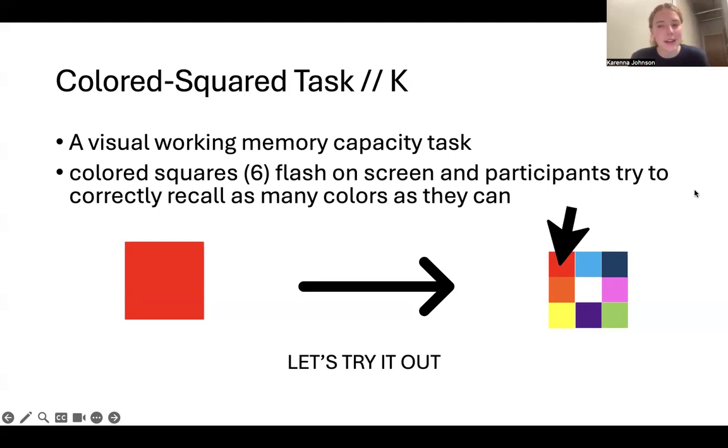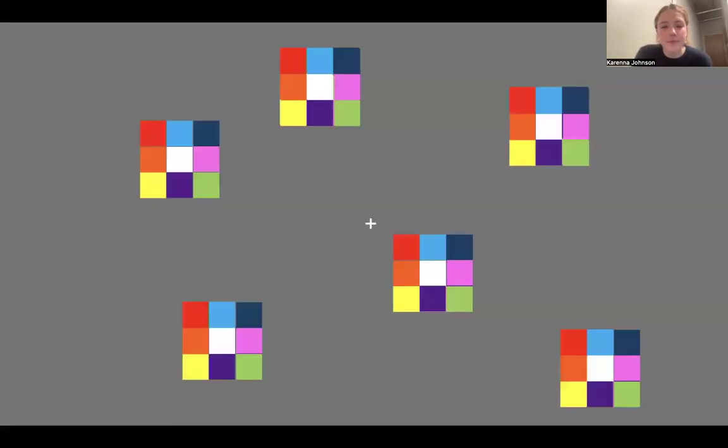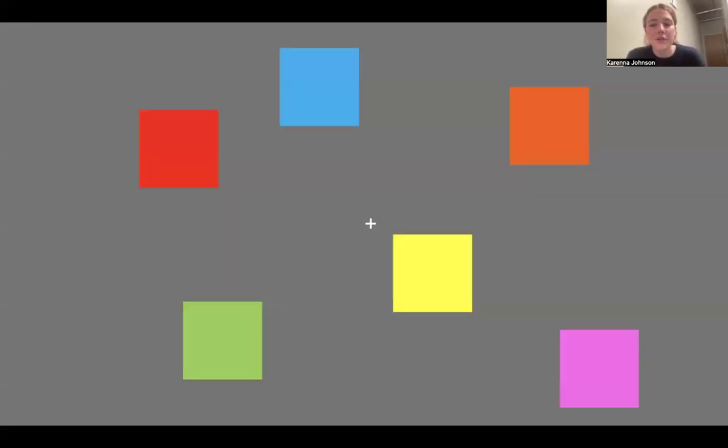So let's practice it. I'm going to flash some colors on the screen super quickly and see how many you can remember. Great. Take a second, try to remember as many as you can. This task is immensely challenging for me and difficult all around, I would say. So here are the right answers. It can be a quite challenging task.